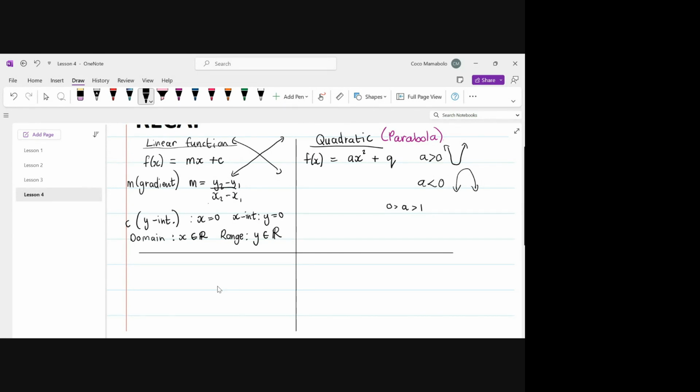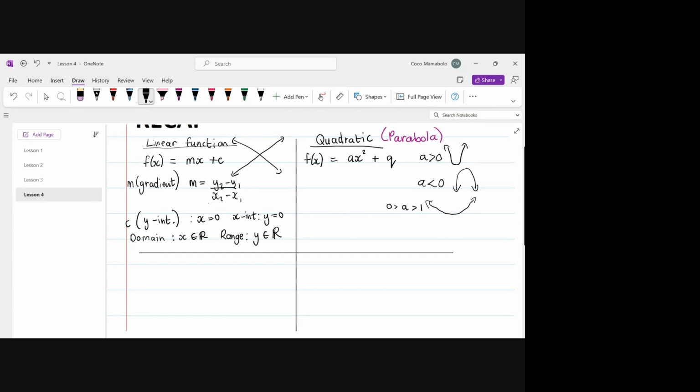And what happens when my number becomes a fraction is that my graph starts doing this. It starts going like that. And it gets closer to the x-axis. So basically what it does is it flattens out. It does that. Okay. And the more it gets bigger.